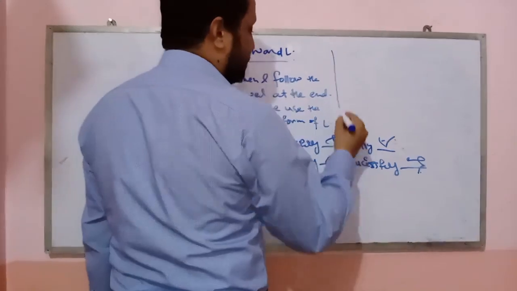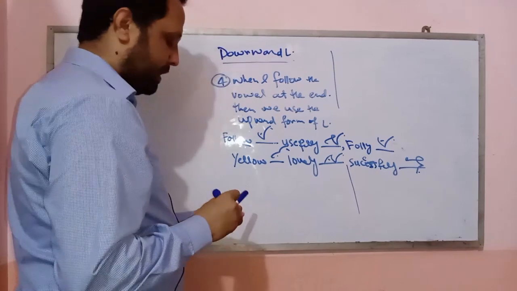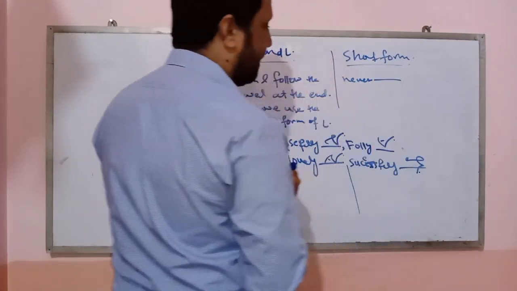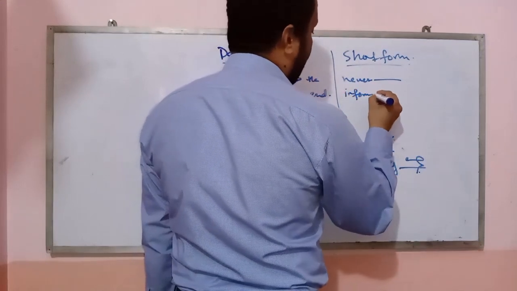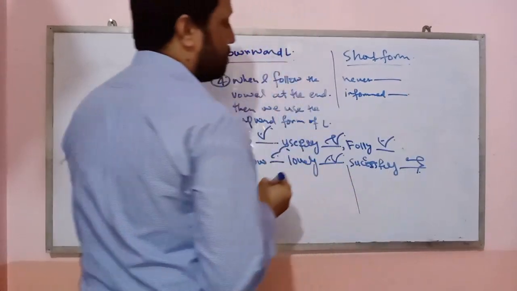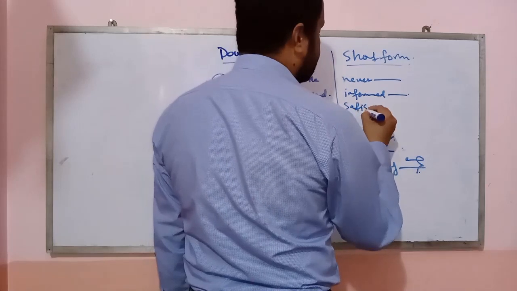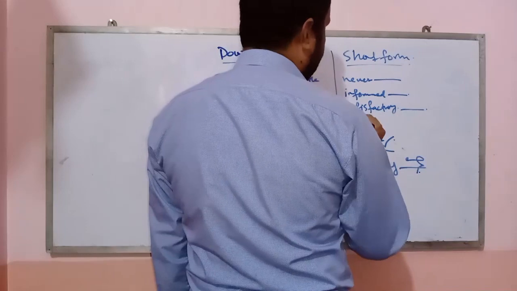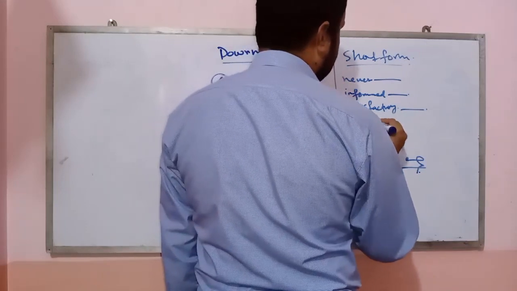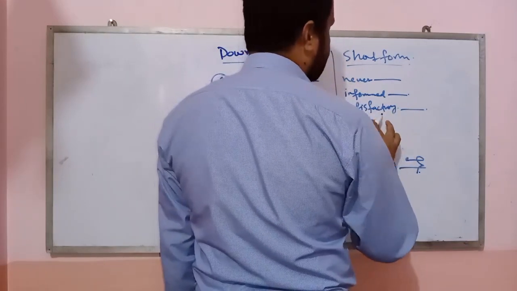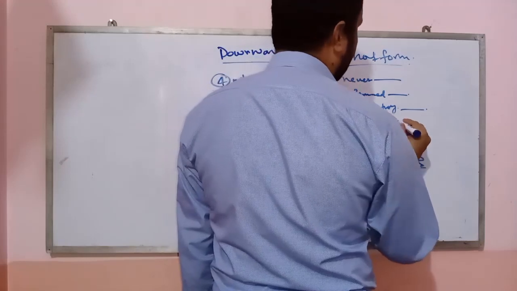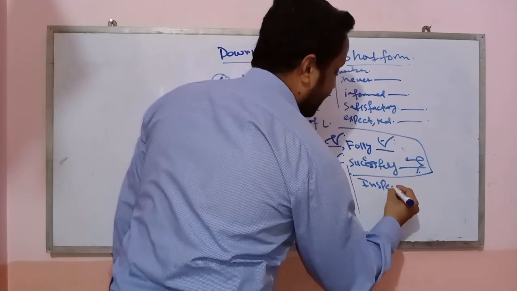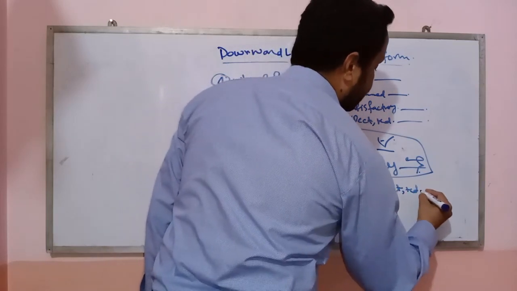Now there are some short forms related to this topic. Never. What is the short form of this word? Never. Another word, informed. Another word, satisfactory. Another word, expected. Expect or expected. Okay, expect or expected. Never or November. Inspect or inspected.